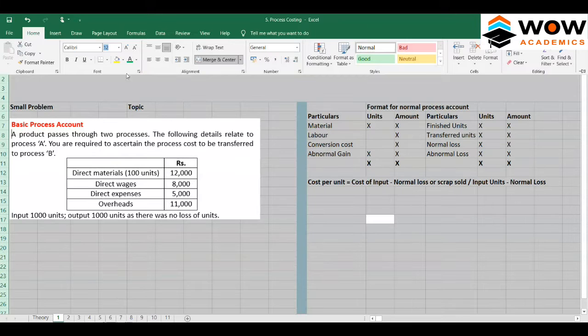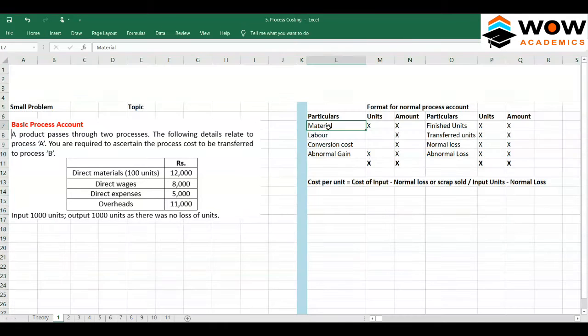So we'll start. The materials which have been input is 1,000 units and its worth is 12,000. Then labor we have 8,000. Either it's labor or wages you put, it's 8,000. Direct expense is 5,000. There is no abnormal gain or loss, so we can remove that and we'll get the total. So total would be 1,000 units and here it would be 25,000.